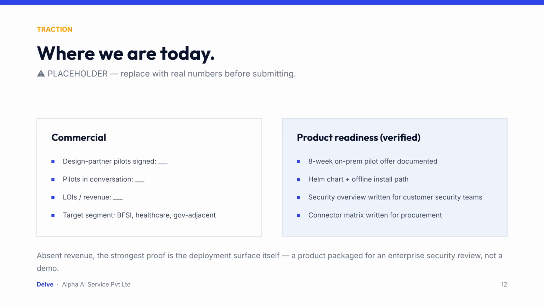We are currently moving forward with pilot programs in sensitive sectors like BFSI and healthcare. Our product is fully packaged for rigorous enterprise security reviews, demonstrating that we are ready for deployment.